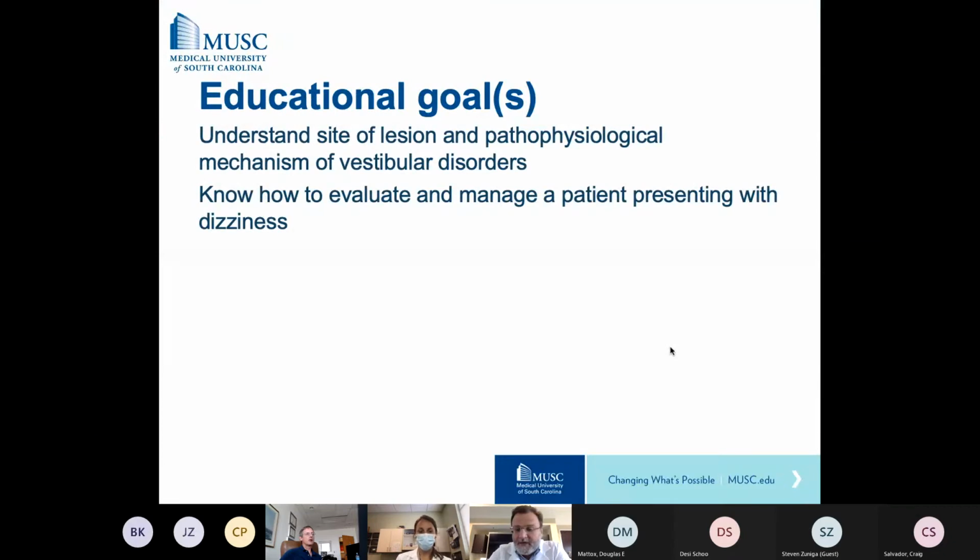So basically, the educational goal of this lecture is to understand the site of lesion and pathophysiological mechanism of vestibular disorders, and know how to evaluate and manage a patient presenting with this. Whether you're a neuro-otologist, otologist, or general otolaryngologist, you'll be called on to evaluate patients with dizziness, unless you put a specific block not to see those patients. I always tell residents to get at least a working knowledge of this, because you can help patients who have been dismissed, and discover certain diagnoses. At the end of the day, we are the experts of the ear, and we know the peripheral vestibular system better than anybody.